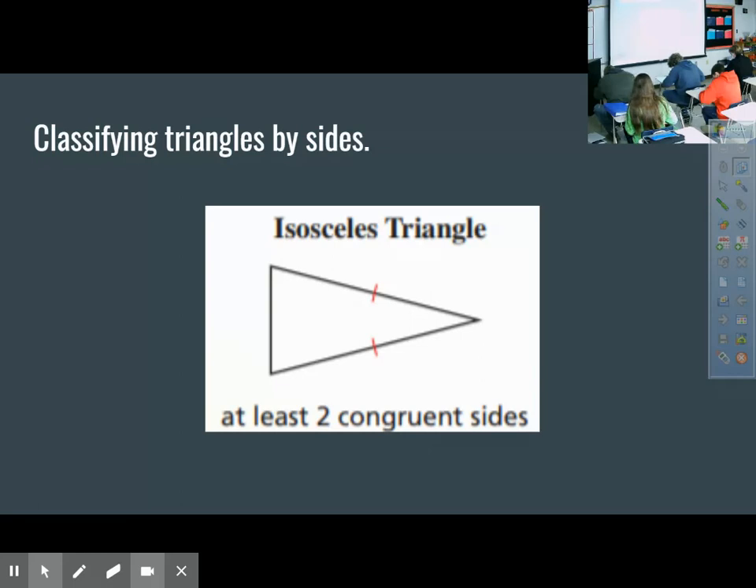Which of those triangles over there on those top three triangles would be considered isosceles? The second one? Yeah, it's got two sides the same length. How did you know?